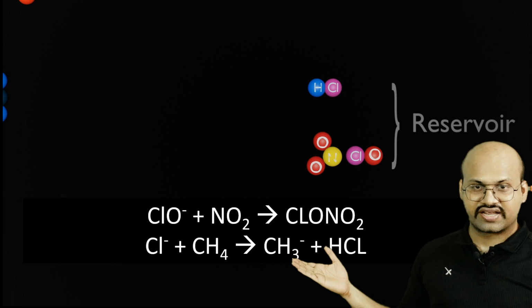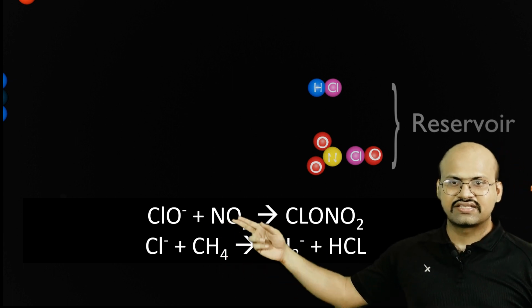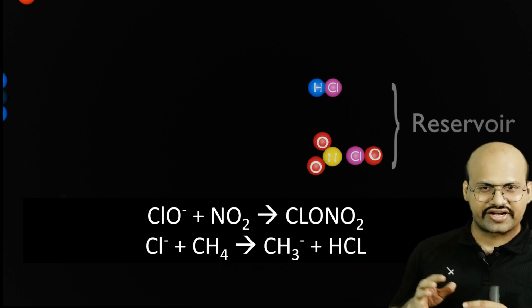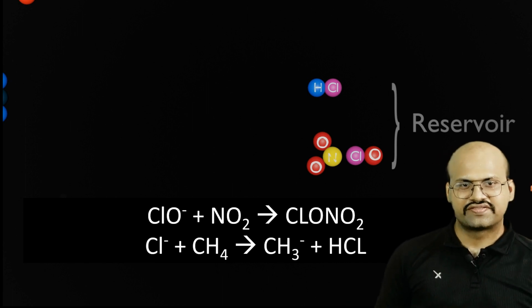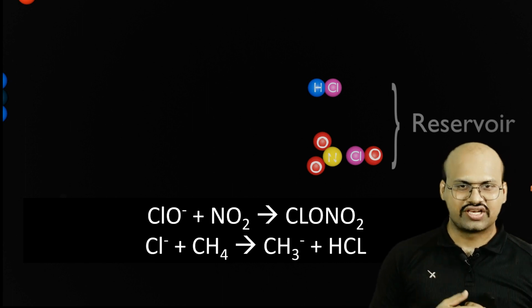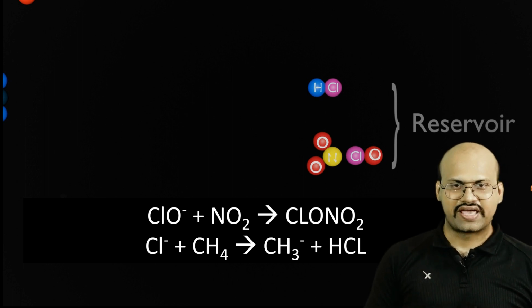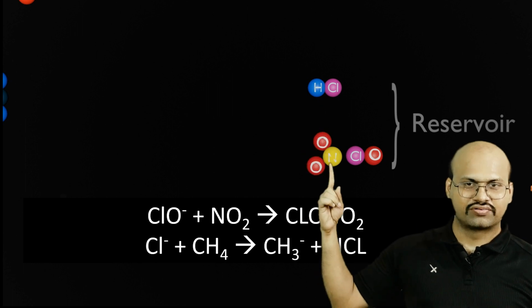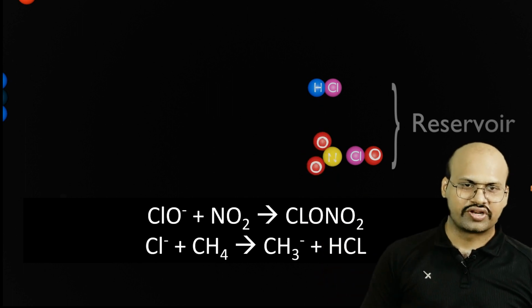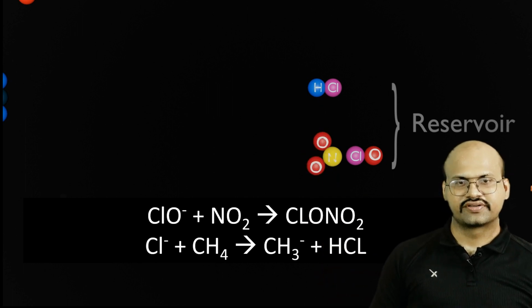Here is the general reaction between chlorine and these molecules, but this is not required from the exam perspective. So here we have seen how chlorine is naturally removed from the atmosphere by converting it into very stable compounds which do not release this chlorine back into the atmosphere.